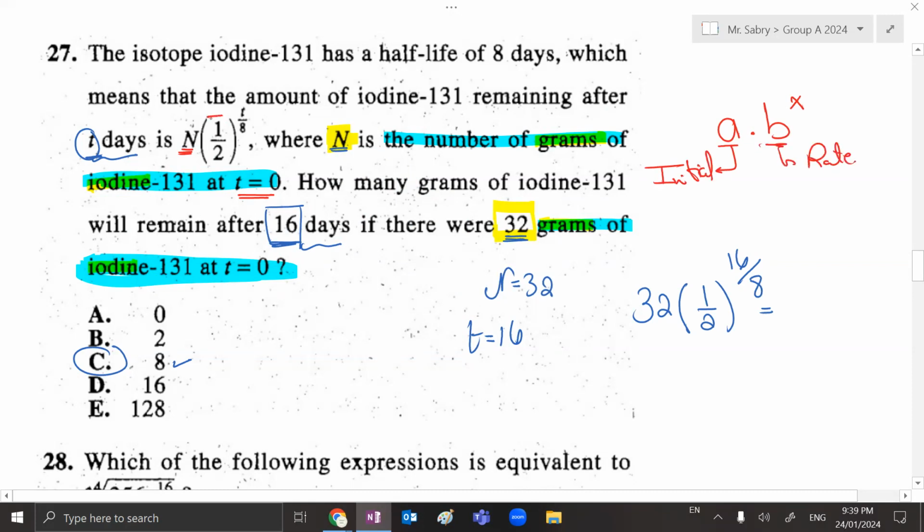And that's why it's half, because over there they said it has a half-life. It becomes half of the amount every 8 days. Does that kind of make sense? Yes, Mr. Okay.